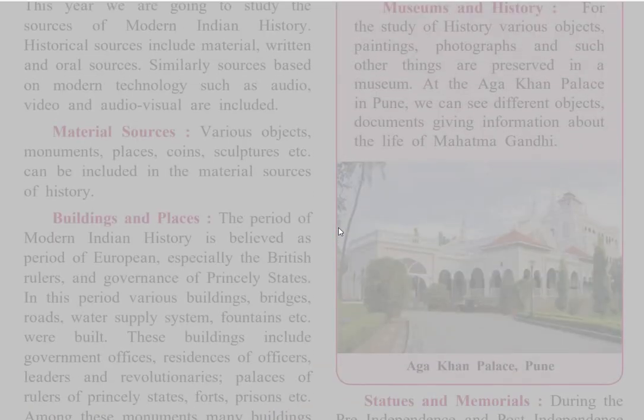Museums and history. For the study of history various objects, paintings, photographs, and such other things are preserved in a museum. At the Aga Khan Palace in Pune, we can see different objects and documents giving information about the life of Mahatma Gandhi. Aga Khan Palace, Pune.